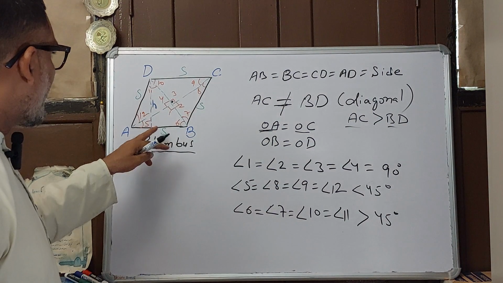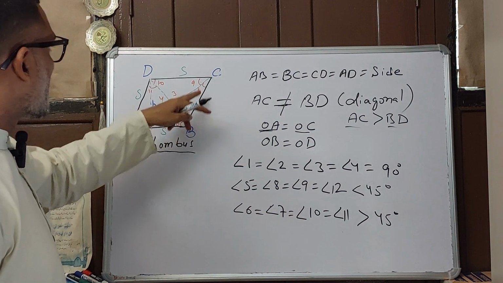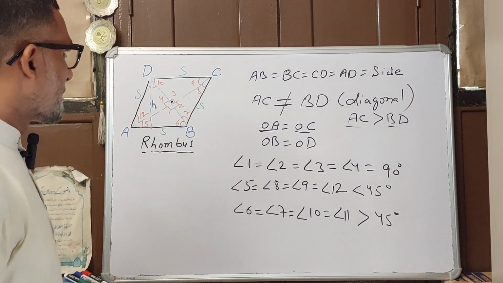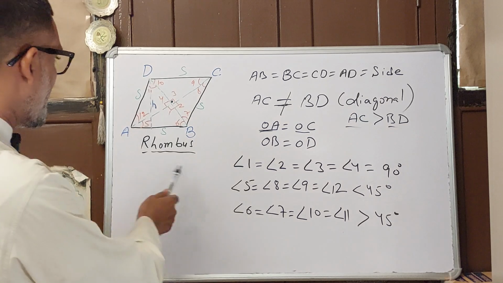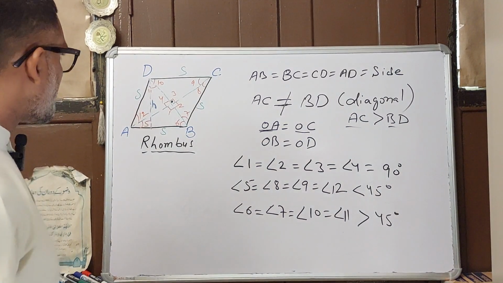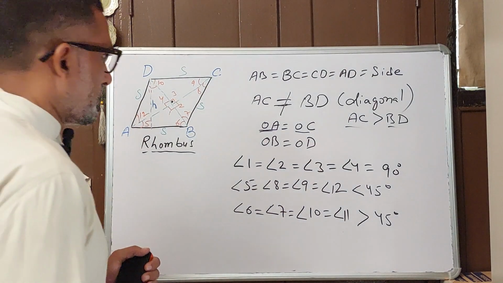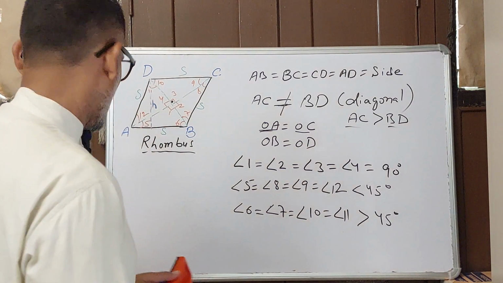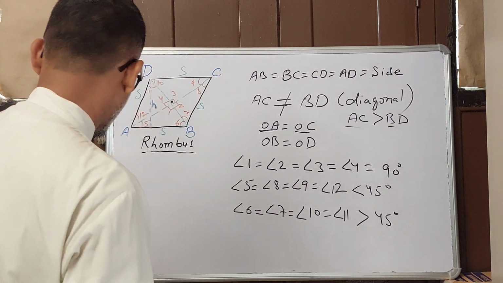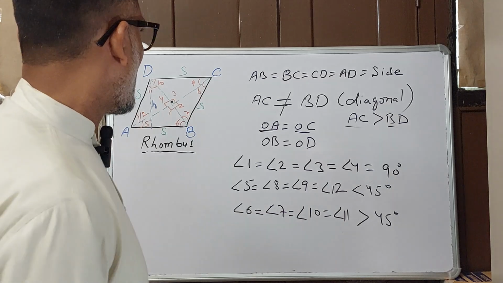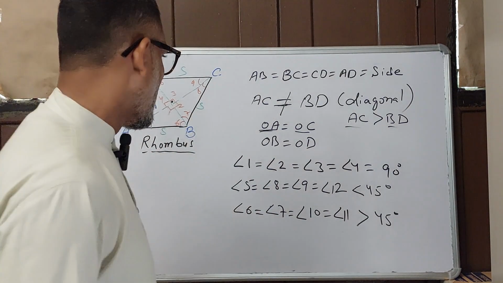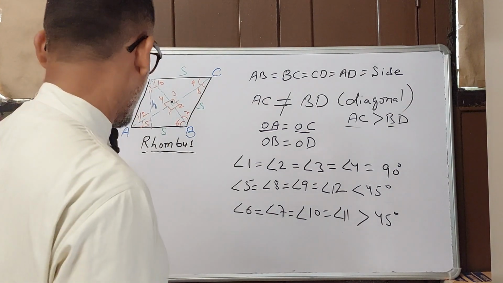So let me check. I think I have covered all the things: the angles, internal angles 1, 2, 3, 4 all equal, diagonal relations and side relations, perimeter and area of the rhombus, right? So I hope it is okay for today. Next we will do the postmortem of this rectangle and parallelogram also.